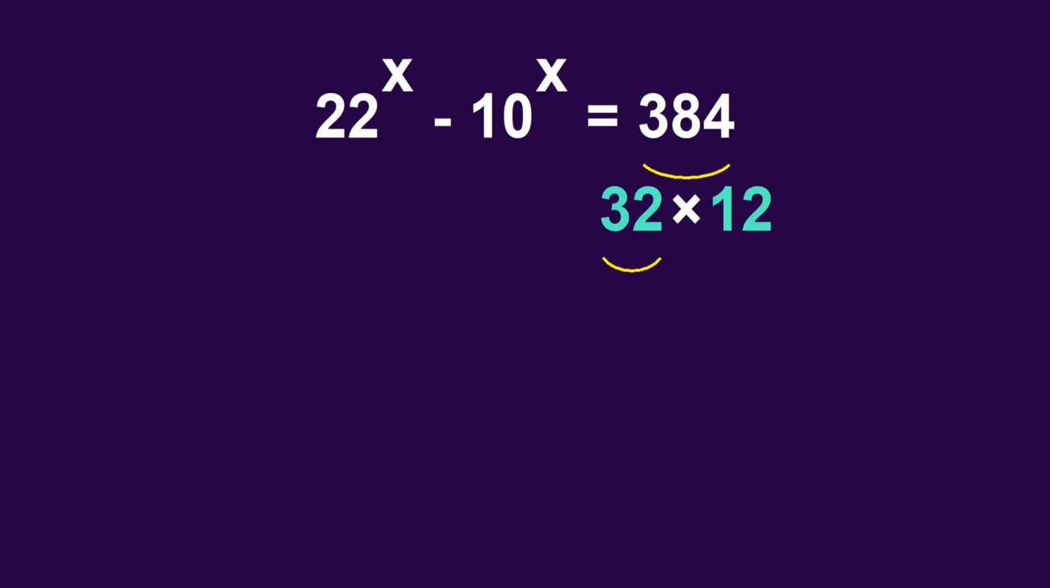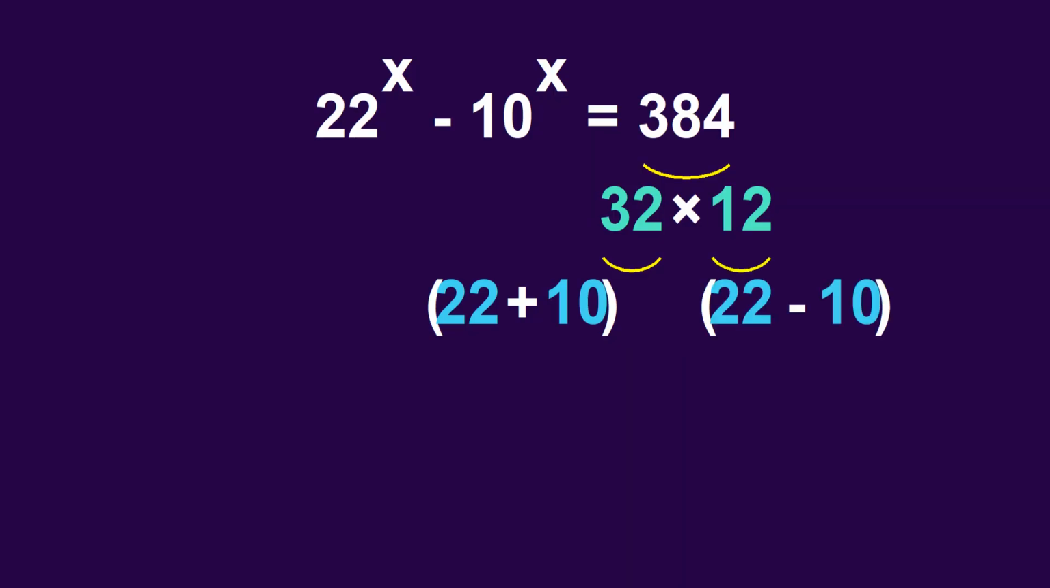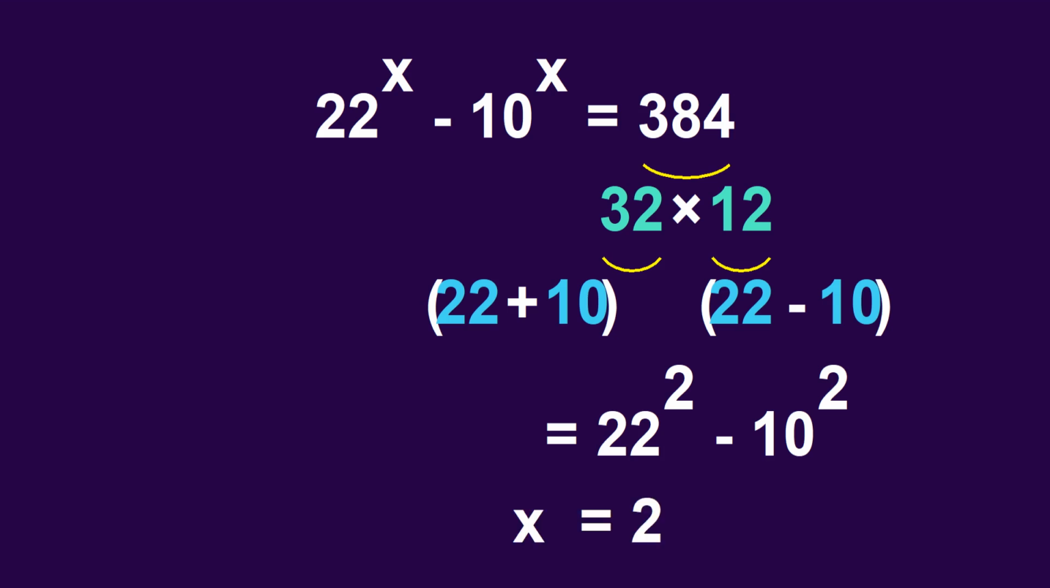Next, we are going to break down 32 into the summation of 22 plus 10 and express 12 as 22 minus 10. And now we have the difference of two squares form, which can be written as 22 to the power 2 minus 10 to the power 2. By comparing both sides of the equation, it's clear that x equals 2, and this is our final answer for this problem.